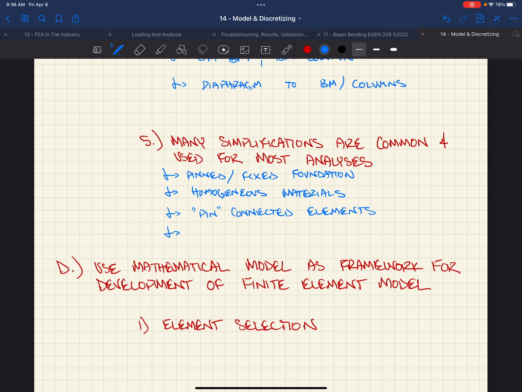So we make assumptions for pin-connected elements all the time. In reality, we know that's not the case, right? We have bolts. Shear tabs are a very common example of this pin-connected element that we assume, and it's not the case. Diaphragm stiffness, this is a big one.